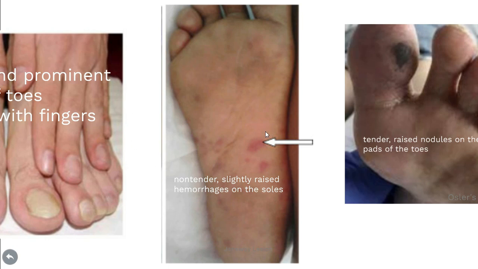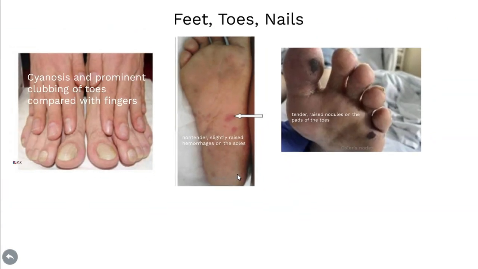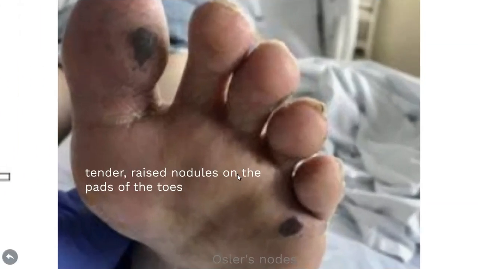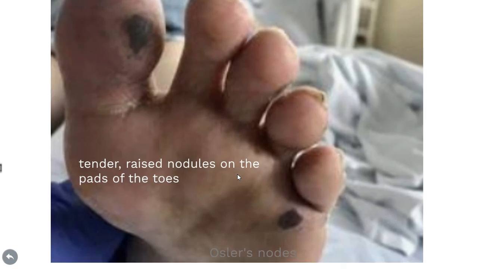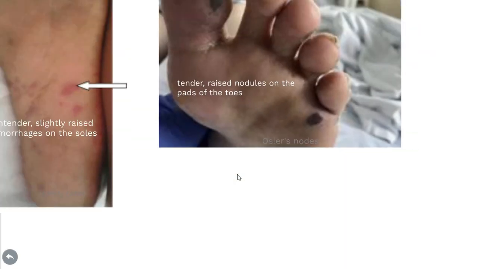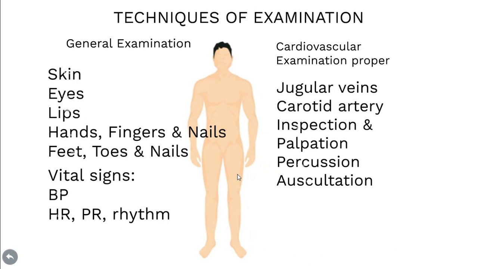Untender, slightly raised hemorrhages of the soles. This is also a Janeway lesion, same as in the hands. And this one is the raised nodules on the pads of the toes, Osler's nodes. Okay, so if you have those signs, you have to check for possible infective endocarditis.